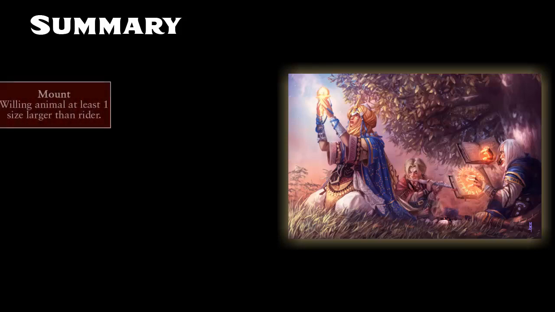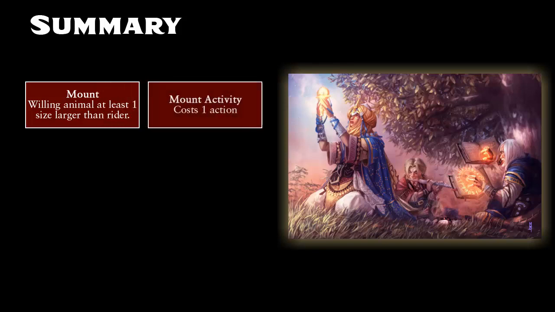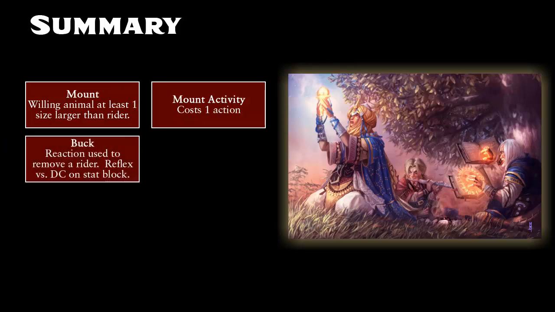Any willing animal that is at least one size category larger than you might be able to be ridden. To ride an animal, you first use the mount activity. If the animal is not willing to be ridden, it may attempt to buck you off. Buck is a reaction that forces the character to make a reflex save against a DC that is listed in that animal's stat block. On a failed save, the rider falls prone into an adjacent square.